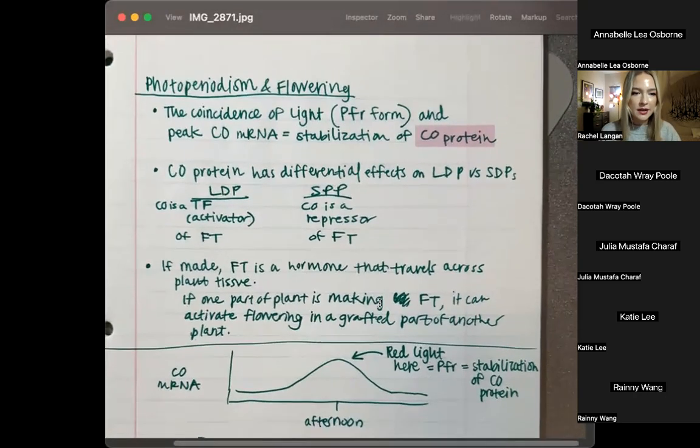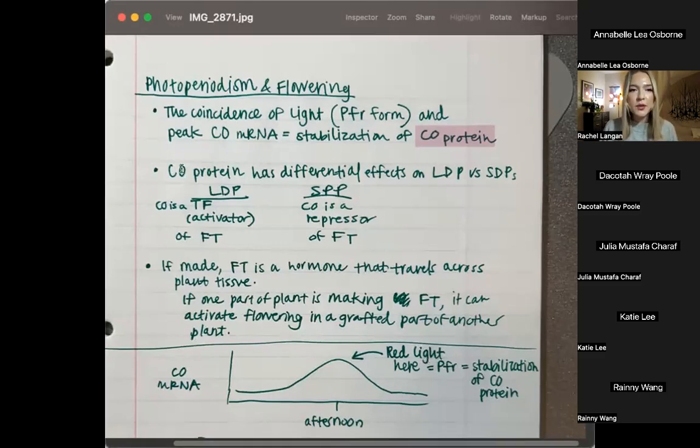So how does CO mRNA change throughout the day? It kind of looks like this graph I have at the bottom, where there's a peak in the afternoon. So you need red light here in order to trigger the PFR form, and that stabilizes the CO protein. If this doesn't happen, you'll get no CO protein.